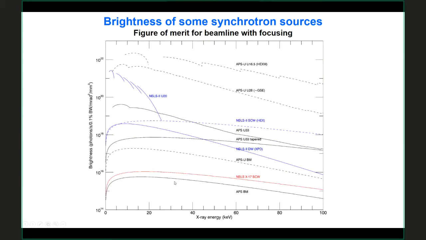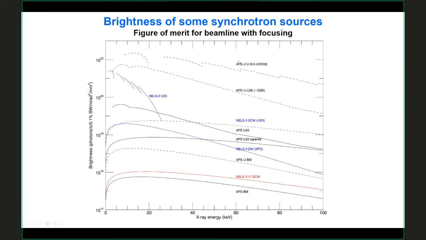This is brightness, where we now take into account the size of the source as well as the flux per unit angle. And here's the bending magnet, here's the undulator, again, three orders of magnitude higher.